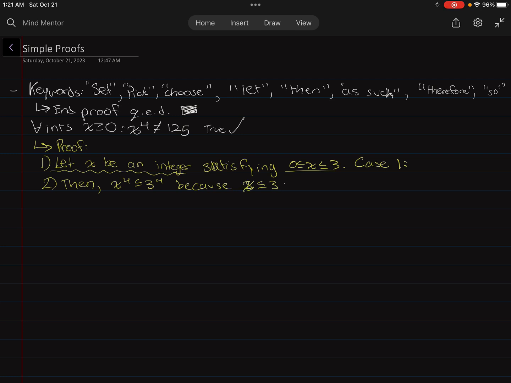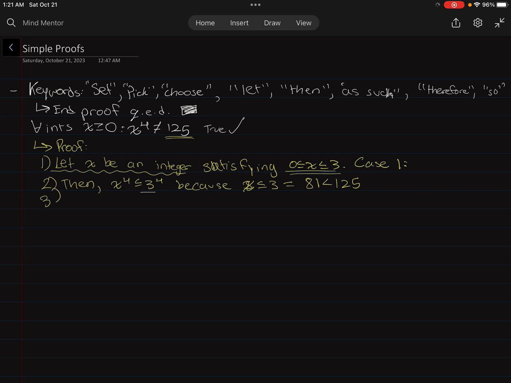X, not s. And then that also indicates that 81 is less than 125, which is correct. Because x to the 4 is 81 and 3 to the 4 is 81, and 3 is the highest number you can get between 0 to 3. And that is still less than the 125 we need. So we know that even if x to the 4 could equal 125, we know that that number x is not between 0 and 3.